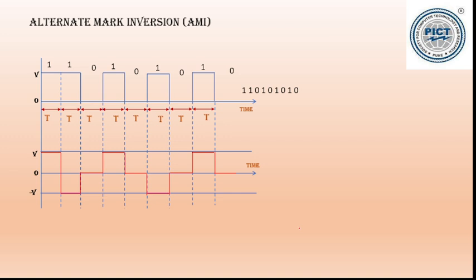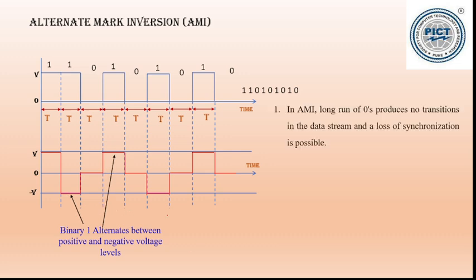So here we can see that the consecutive ones are shifting from plus V to minus V. Whenever there is a 0, it is on the DC level. So binary 1 alternates between positive and negative voltage levels, alternately plus V and minus V. In AMI, long runs of 0 produce no transition. If there is no transition, the receiver will understand that there are continuous zeros in the transmitted line code. And whenever there is a transition, that is plus V or minus V, the receiver will conclude that there is a 1 bit. So there is a loss of synchronization, because if there is a long stream of 0 bits, the synchronization may get lost in this case.